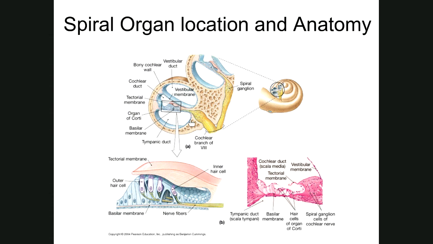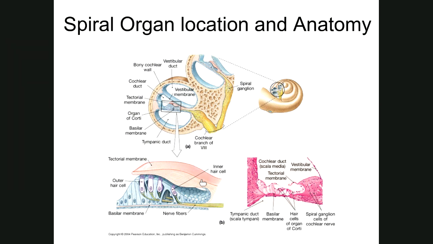Now it contains the organ responsible for hearing. This is the organ responsible for hearing right here that's been blown up. And it's called the spiral organ. Because this cochlea spirals, this is called the spiral organ, S-P-I-R-A-L, or organ of Corti. That's an old term. The person's name, Mr. or Miss Corti, discovered that and it got named after him.